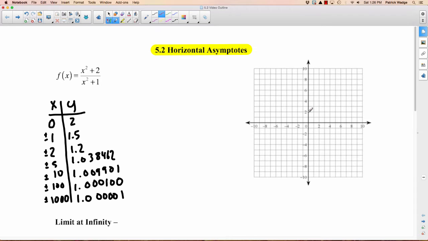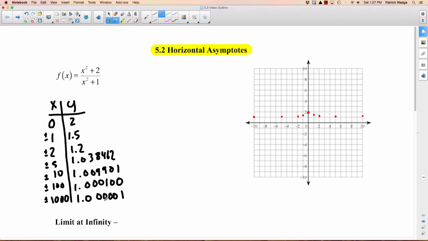Alright, so let's graph these. We have 0, 2. You have 1, 1.5, which is here. And you also have negative 1, 1.5, which is there. 2 and 1.2, and same with negative 2. 5 and just a little bit more than 1, and same with negative 5. 10 and even closer to 1, and negative 10. 100 and even closer to 1. 1,000 and even closer to 1.